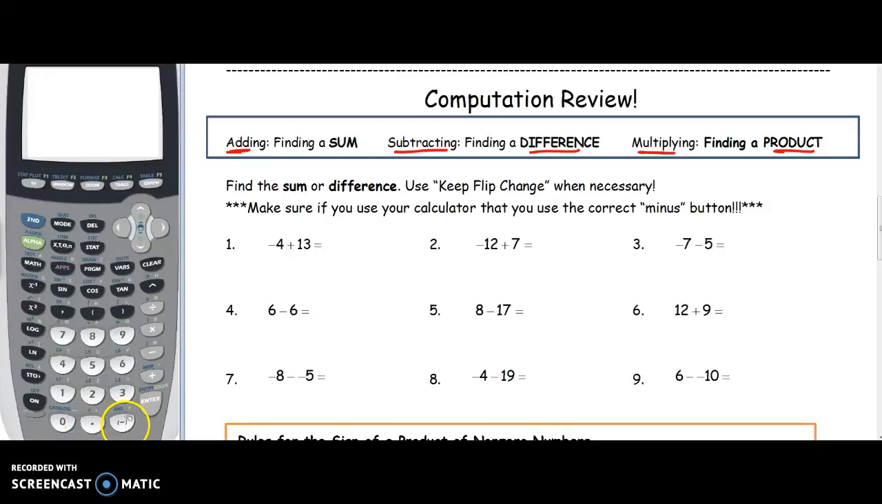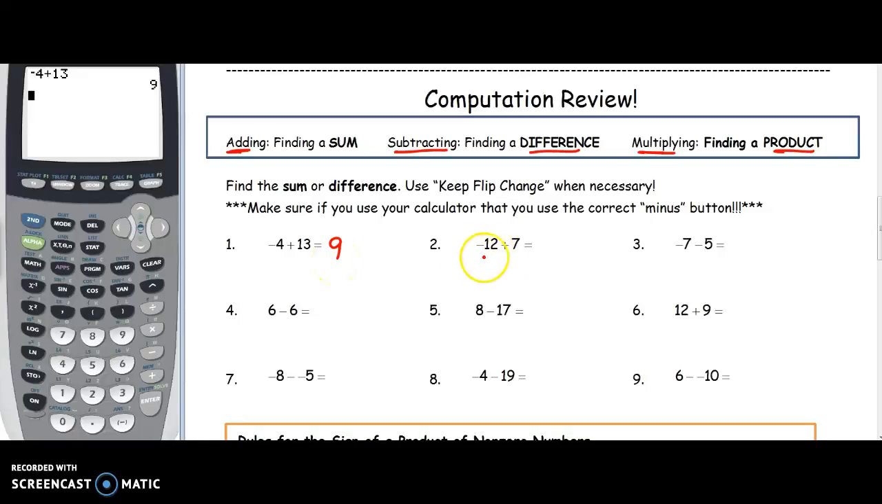So you would type -4, okay? And I'm going to type this big one, the subtraction key. See the difference in size? Minus is always smaller, subtraction is always going to be bigger, okay? So, -4 plus 13. Okay, so these are your 4 main operations. There's your minus or negative key, and we're going to hit enter, and our answer is 9.